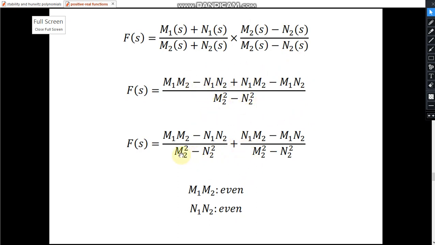Now this m1 is even, this is even; even into even is even, odd into odd is also even. An odd polynomial multiplied with another odd polynomial will come out to be an even polynomial. And even minus even will come out to be an even polynomial. Here this is even into odd, this is odd into even. Okay. So both of them are odd polynomials, and odd minus odd polynomial will always be an odd polynomial.